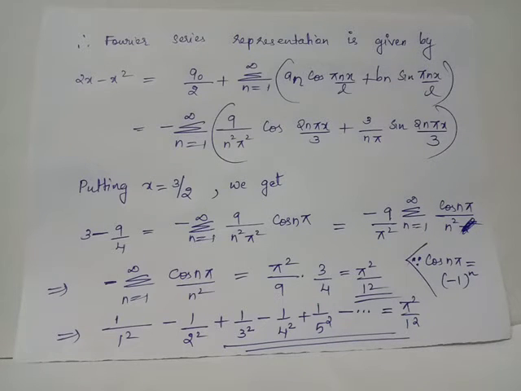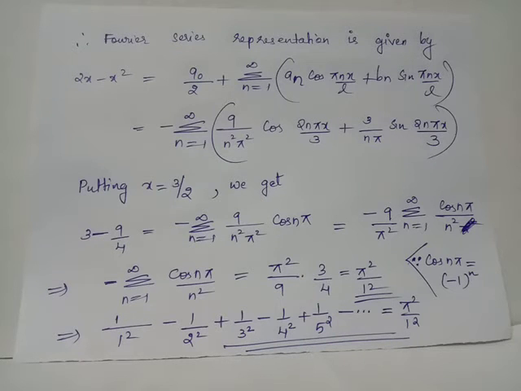Now we wish to prove the result 1 by 1 square minus 1 by 2 square plus 1 by 3 square minus 1 by 4 square plus etc. equals pi square by 12. Here in the LHS of the result to be proved, notice that all the denominators are square denominators.